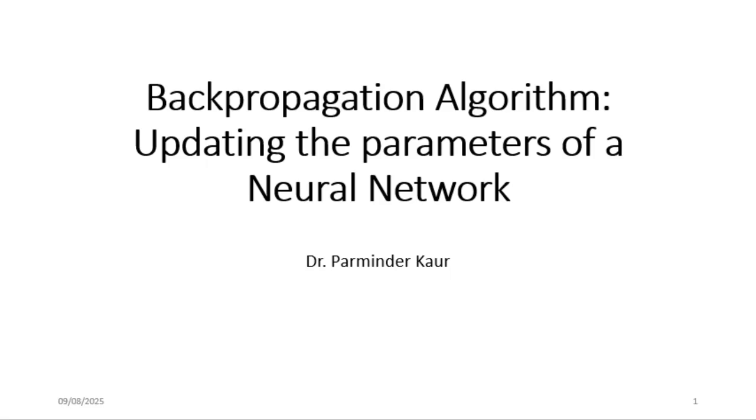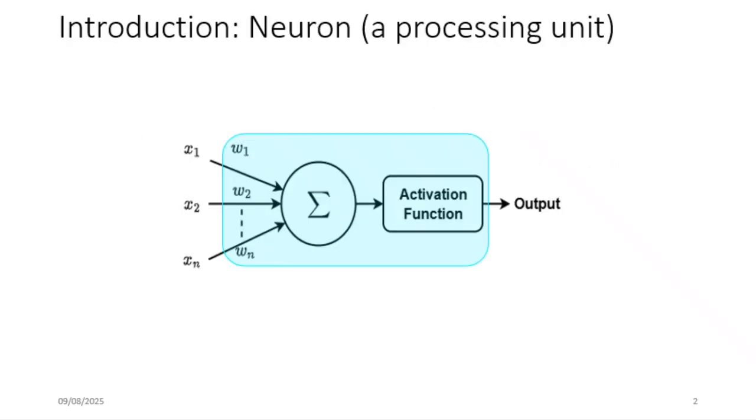Hello everyone. In today's lecture, we are going to cover the backpropagation algorithm in neural networks, which is also known as the backward propagation of error. As you know, a neuron is a processing unit where the weighted sum of inputs is computed and then passed to an activation function to obtain the output.